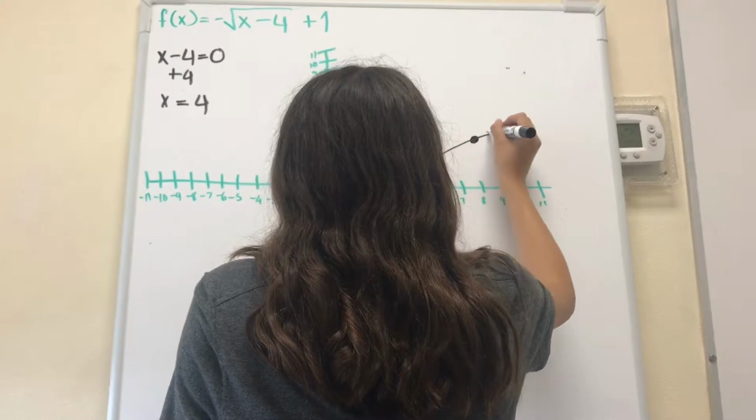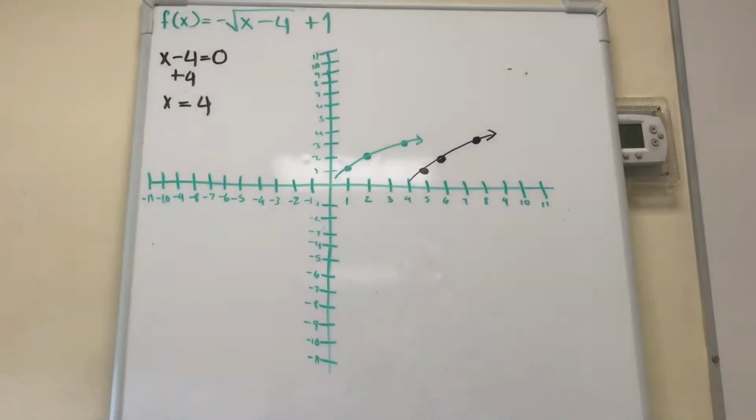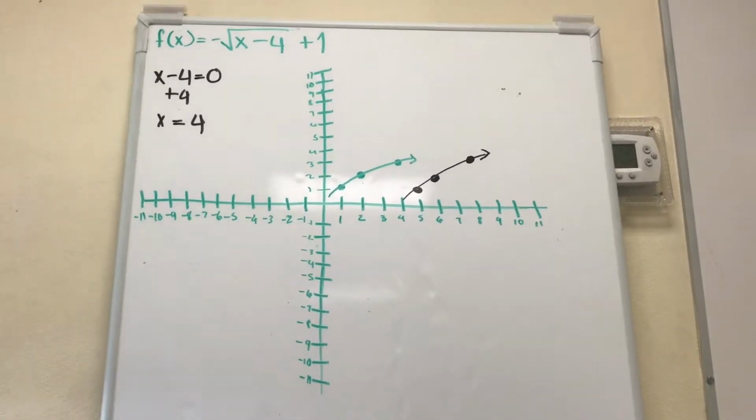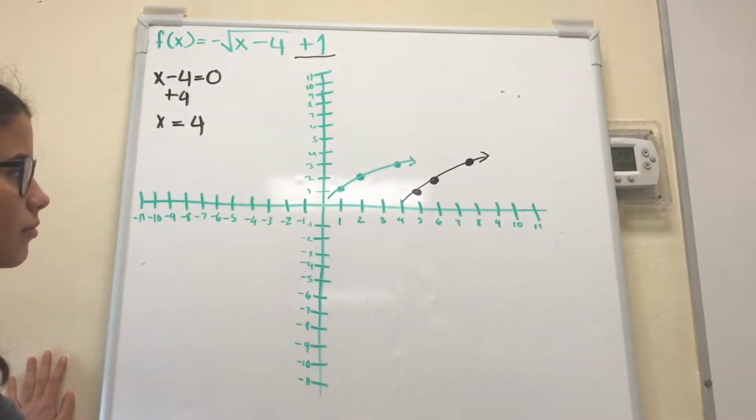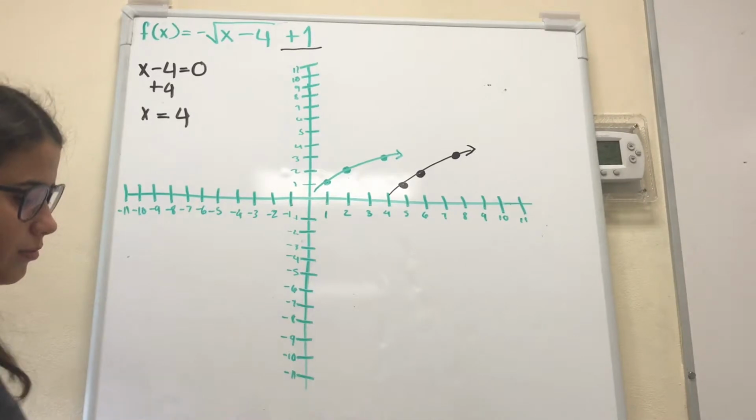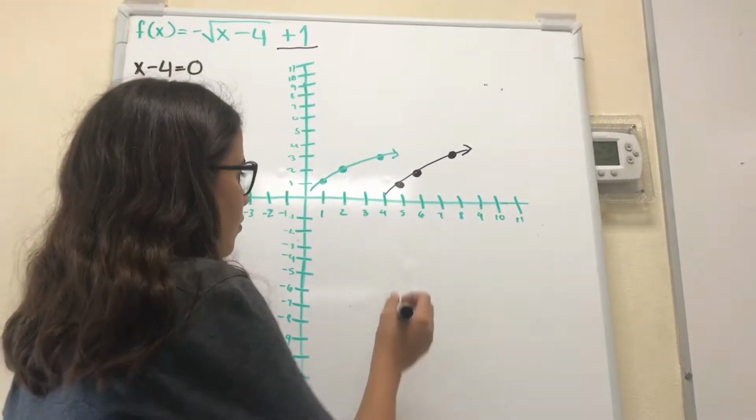Once we are done having the points, we're going to cross a line through it. But we're not done yet. Besides the square root, we have a plus 1. This means that our point is going to move 1 point up because it's positive as well.